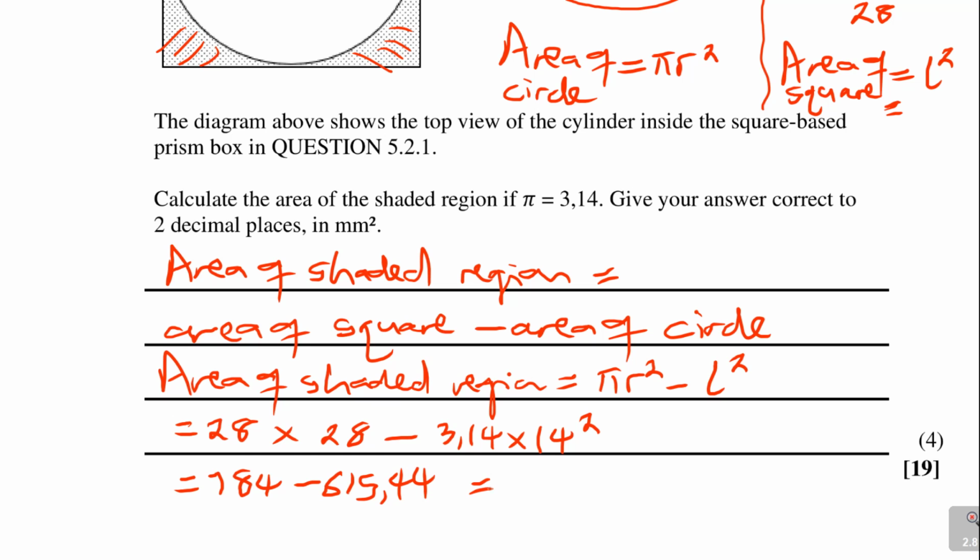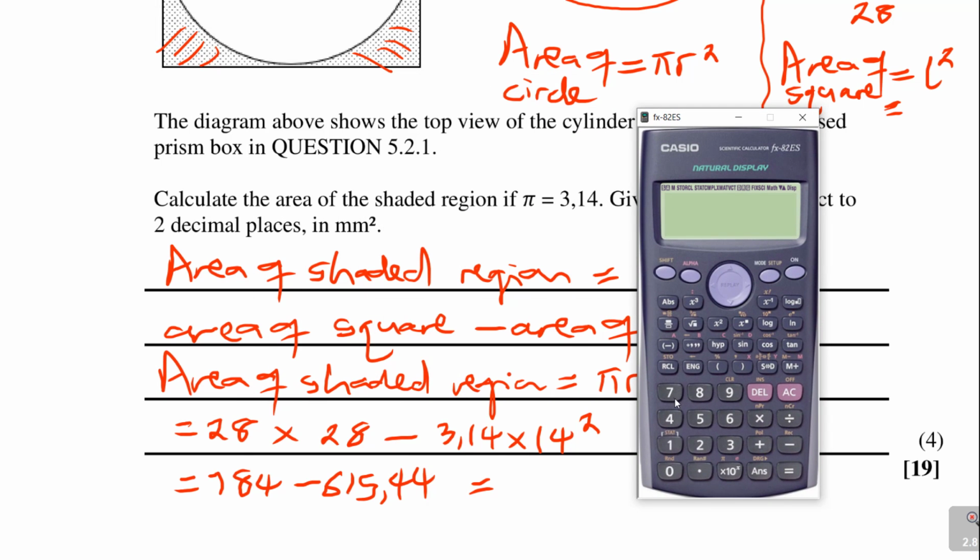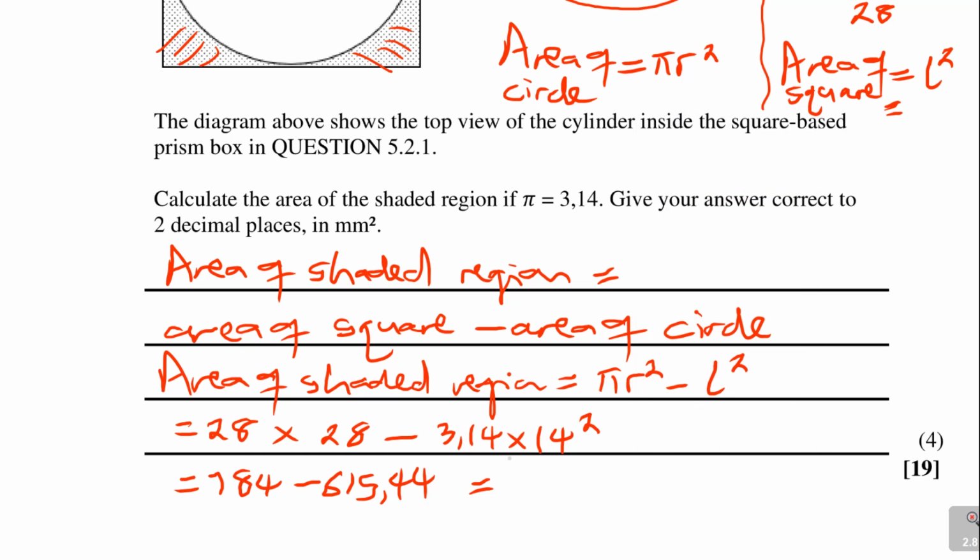Then you can finalize the answer: it's 784. The first one must always be bigger, minus 615,44, because you can't get a negative answer here. Area cannot be negative. That gives 168,56. They said in millimeters squared, so we didn't need to worry. Give your answer correct to 2 decimal places. It's already in 2 decimal places, in millimeters squared.